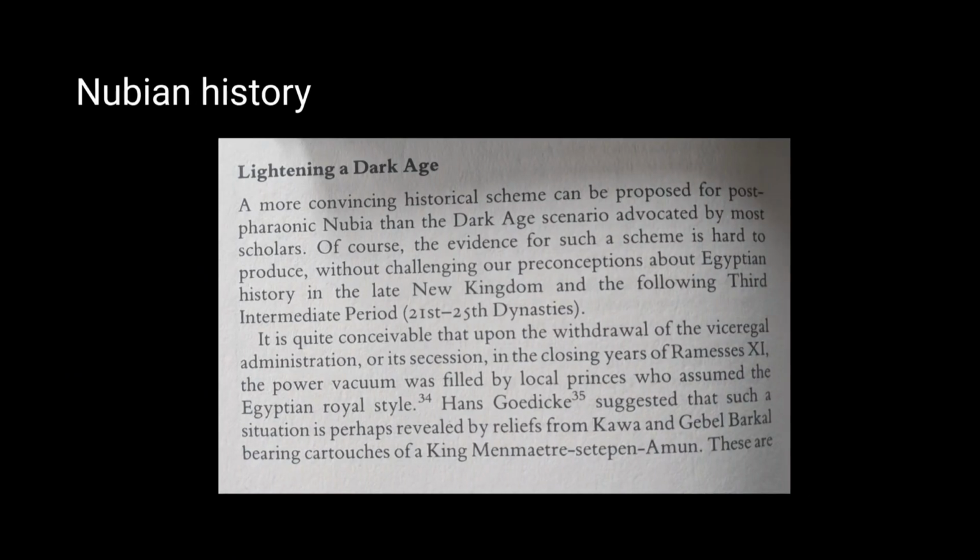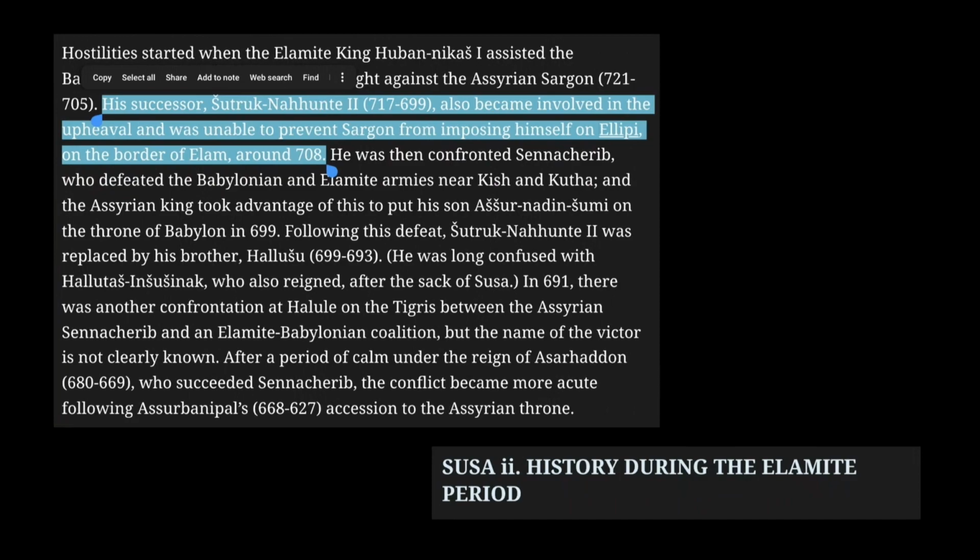In preparing for this video, I was considering focusing on Nubia alone and demonstrating that there was no dark age or gap between the end of the viceregal administration and the rise of the kingdom of Kush. However, I'll save a full explanation for future videos I do on the third intermediate period, so subscribe to be informed of when I do. Now let's take a look at what problems this created in Elamite culture.